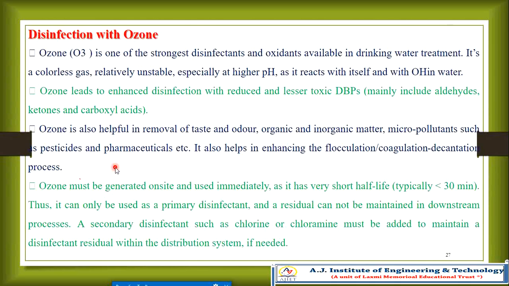Ozone is actually a pale blue gas. A distinctly pungent smell will be there. The technology has been used for potable water treatment. Okay, so shall we move to another topic?